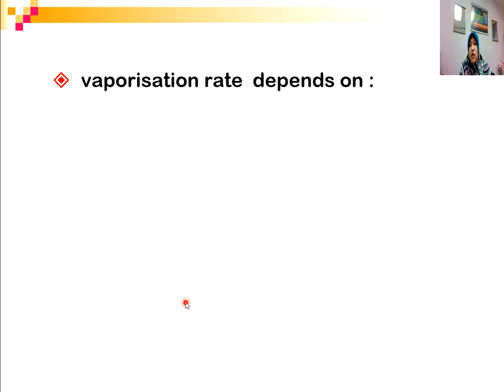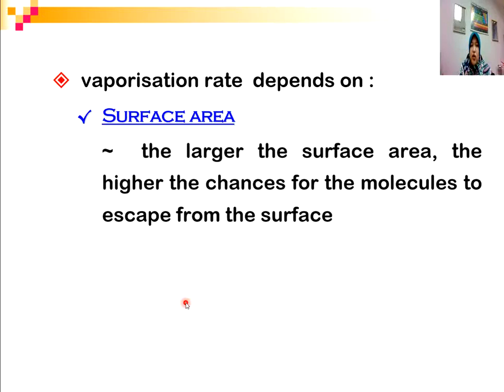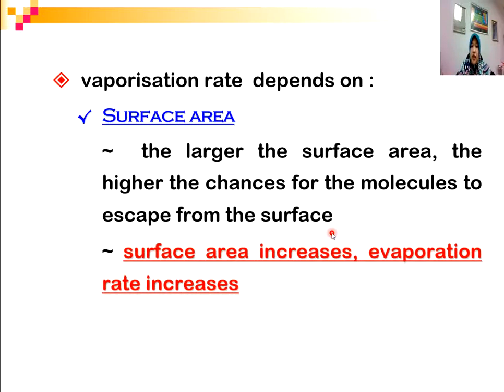So the vaporization rate depends on three factors. The first factor is the surface area. If we have a larger surface area, let's say we have 20 ml of water that we put into a glass and also into a pan, of course the pan will have a greater surface area, so it gives a higher chance for the molecules to escape from the surface because we have more surface particles. Therefore, the relationship is when the surface area increases, the vaporization rate or the evaporation rate will increase.